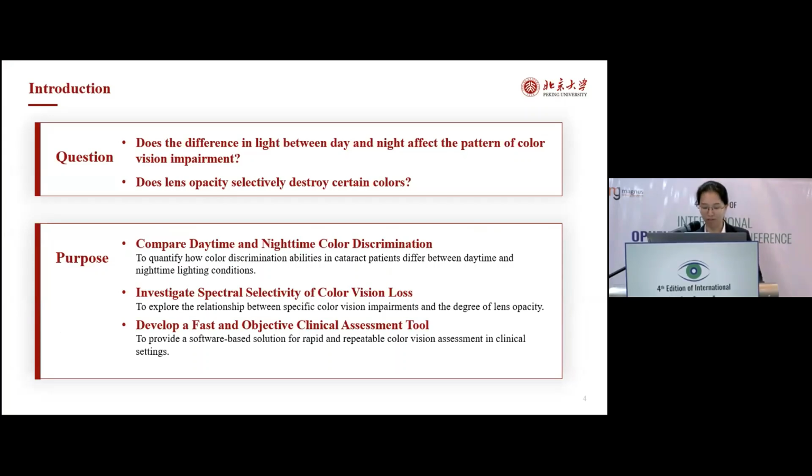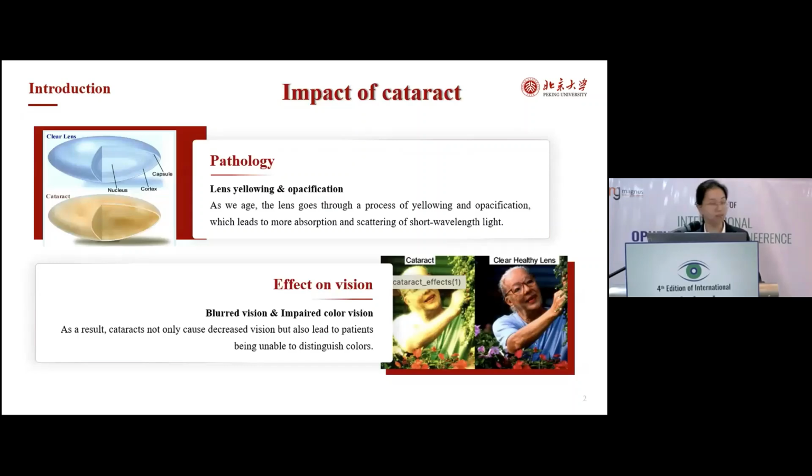Let me begin with a fundamental clinical observation. Cataracts are one of the most common causes of visual impairment worldwide. As the lens becomes yellowed and opacified with age, patients often report not only blurred vision, but also a noticeable decline in their ability to distinguish colors. This is not merely a matter of clarity, it affects how patients perceive their environment.